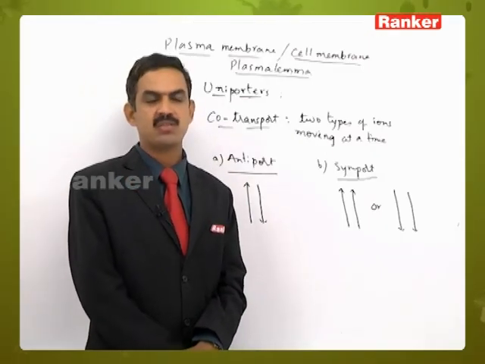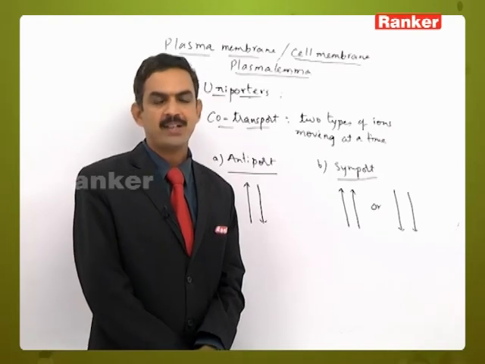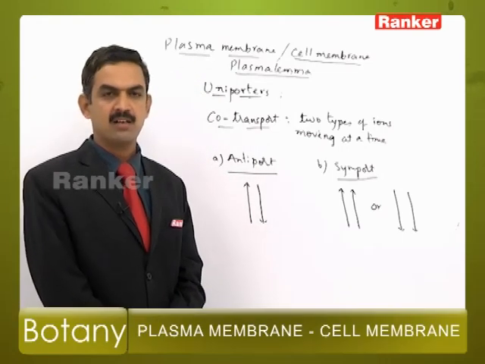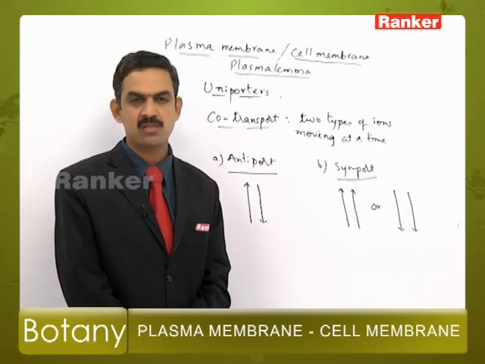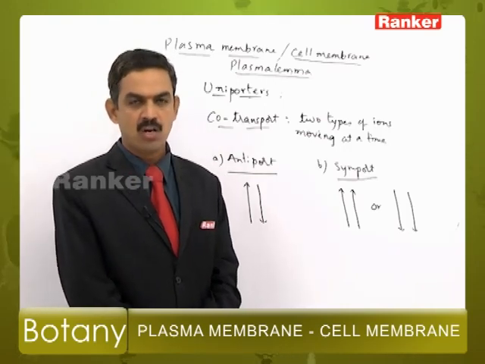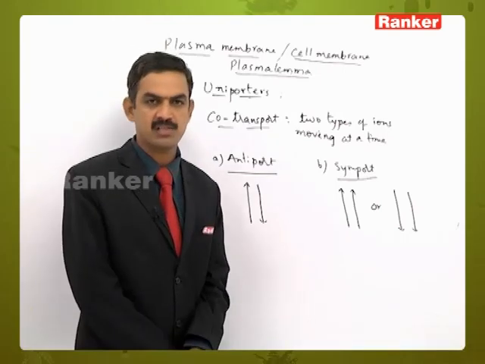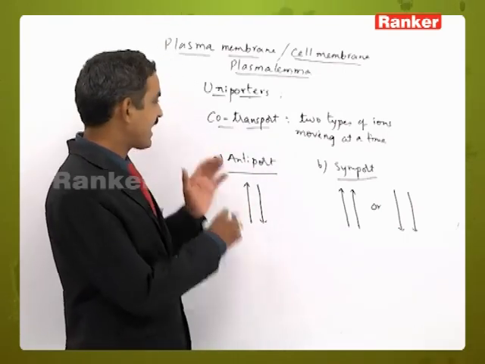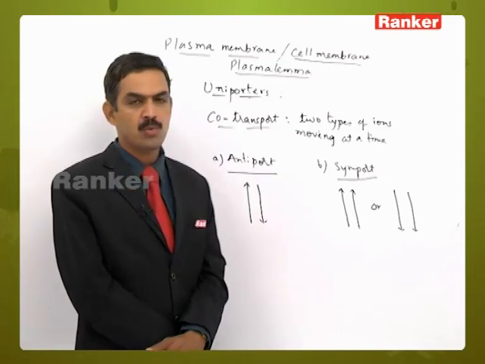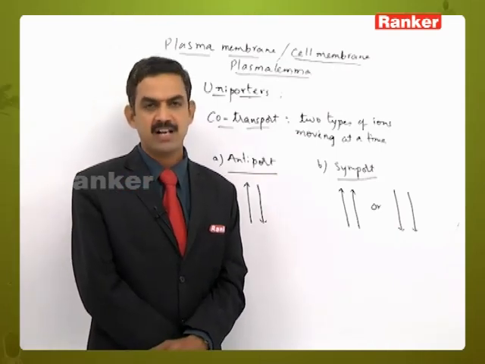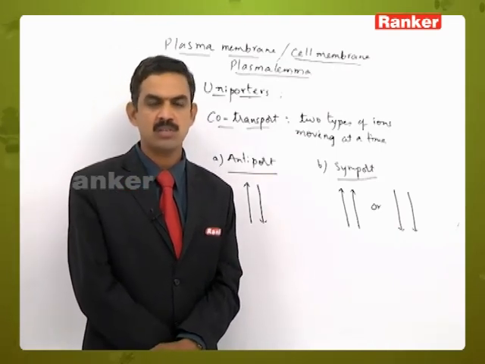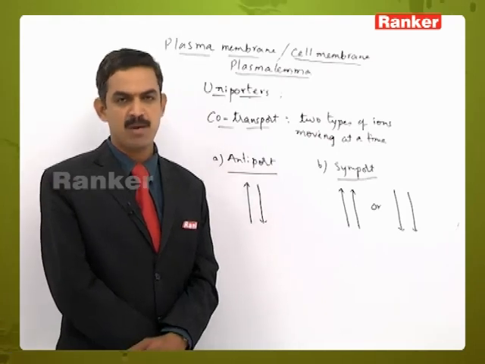Likewise, the transmembrane structures help in the movement of ions in one direction or two directions, at a time one ion or two ions. Based on that, uniport and co-transporters are present. So all these mechanisms of co-transport and uniporters are useful for the active transportation of the ions from one side to the other side of the plasma membrane.